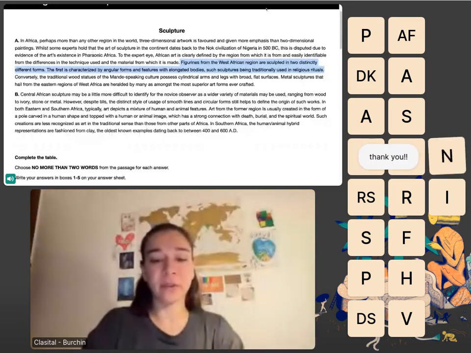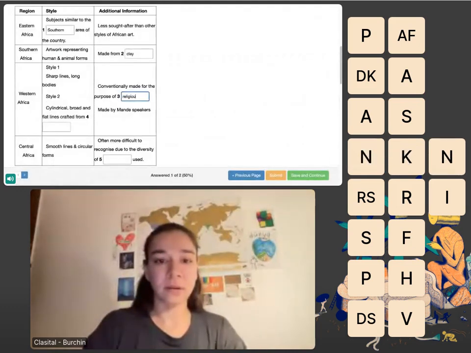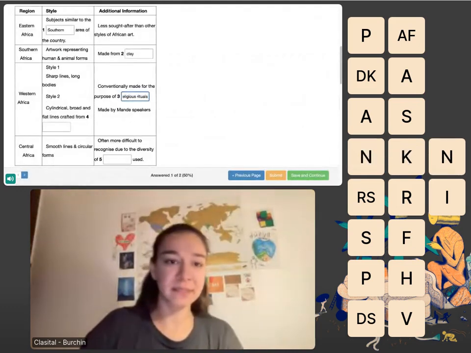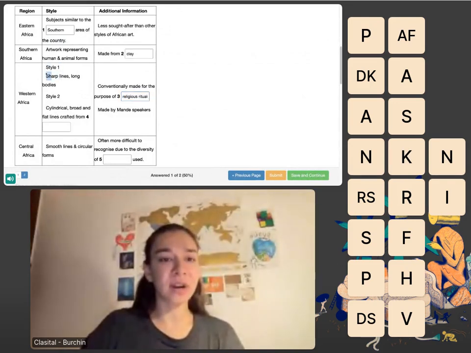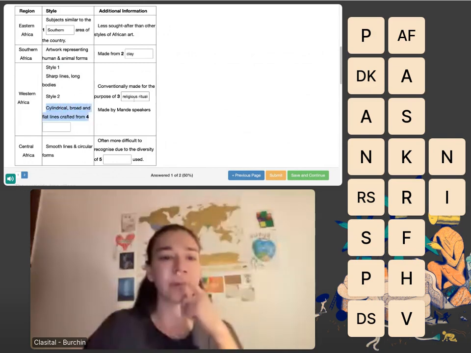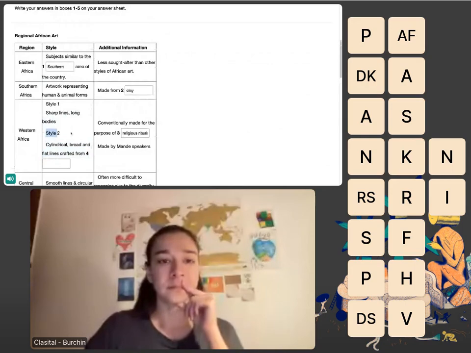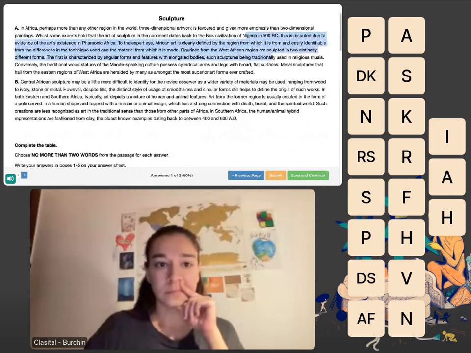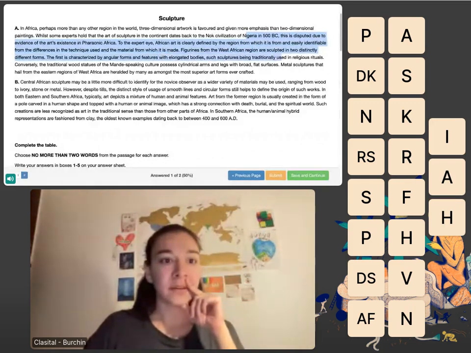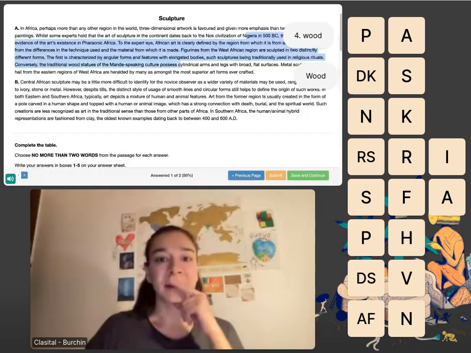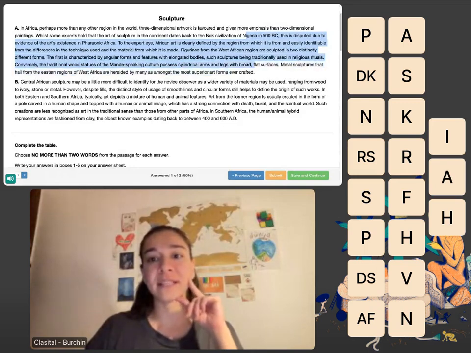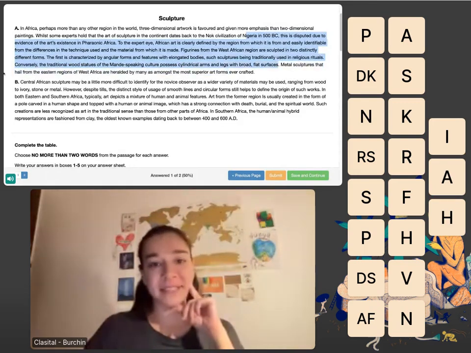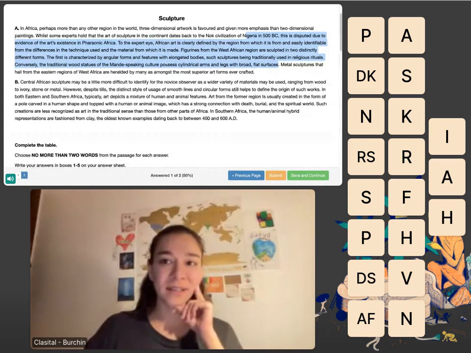Okay, purpose of religious rituals. Okay, style 1, sharp lines, long bodies. Style 2, cylindrical, broad, and flat lines crafted from, let's see, this is style 2. The first, blah, blah. Commercially, the traditional wood statues of Mande-speaking cultures possess cylindrical arms and legs with broad, flat somethings. So it makes my answer.